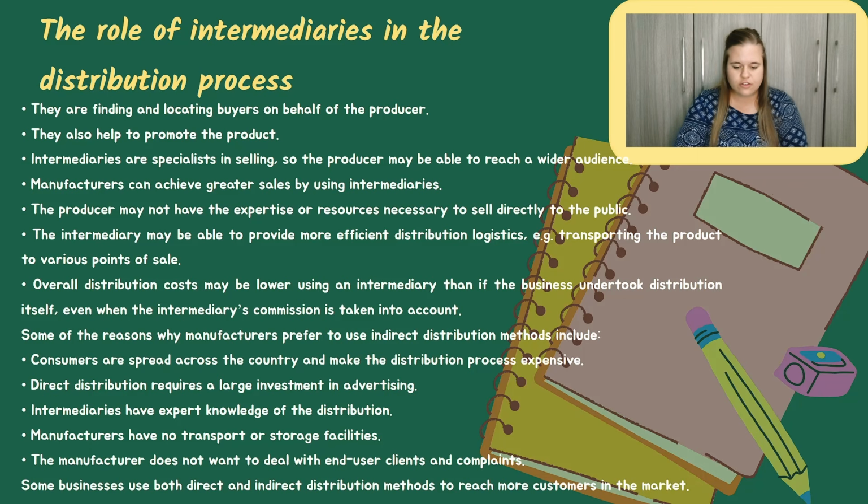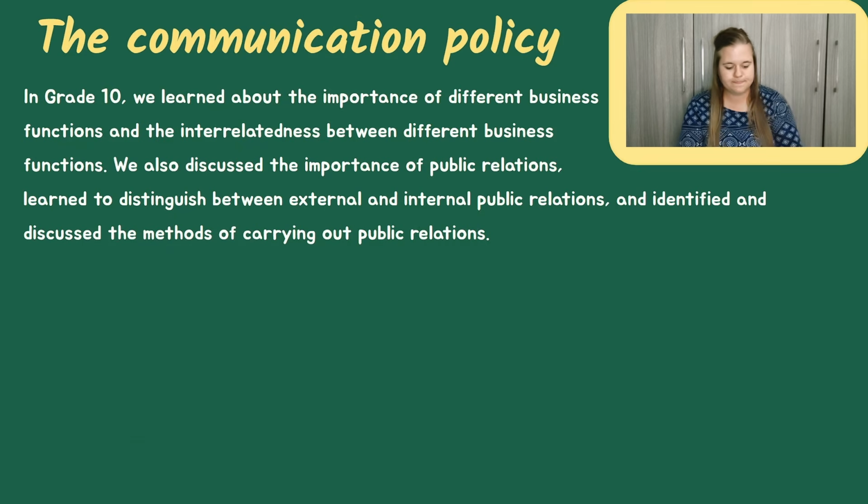Some of the reasons why manufacturers prefer to use the indirect distribution channel may include: consumers are widespread across the country, which makes the distribution process expensive. Direct distribution requires a large investment in advertising. Intermediaries have an expert knowledge of the distribution. Manufacturers have no transport or storage facilities. Manufacturers do not want to deal with the end user clients and their complaints. Some businesses may make use of both direct and indirect methods in order to reach more customers within the market.